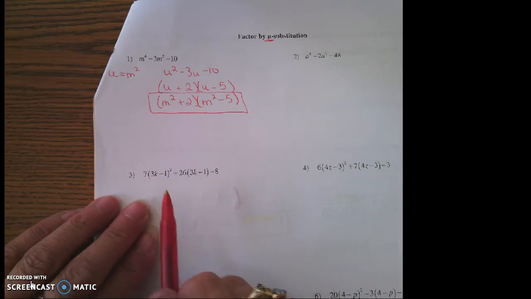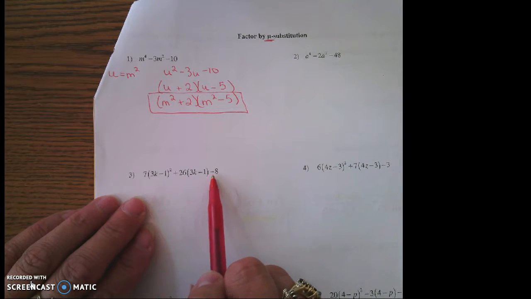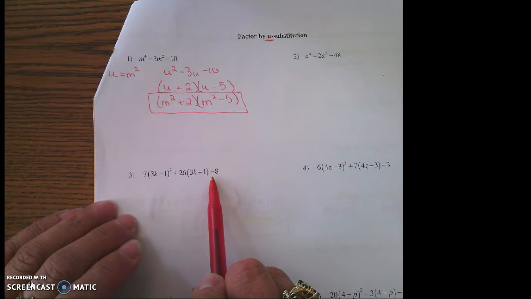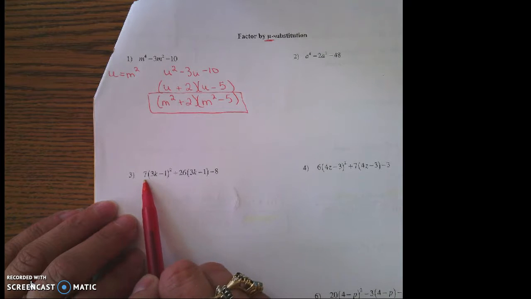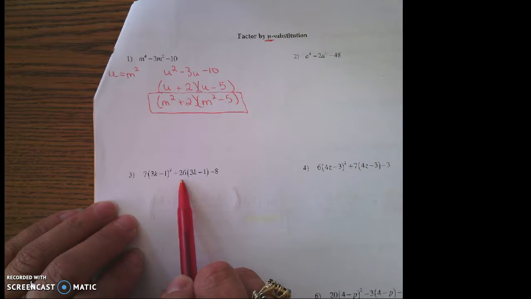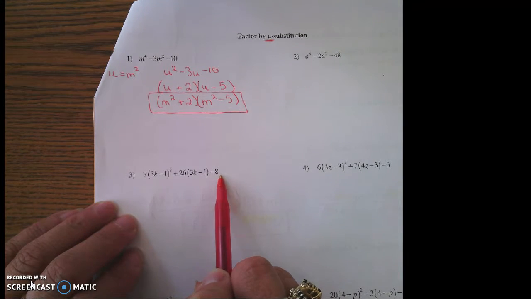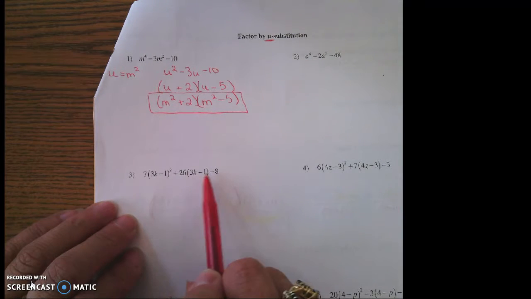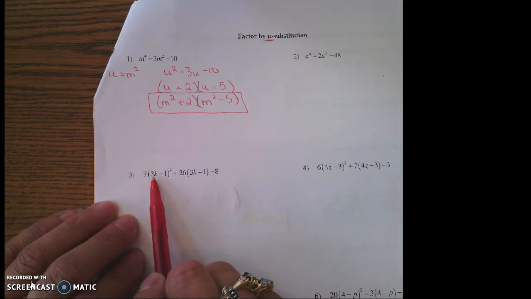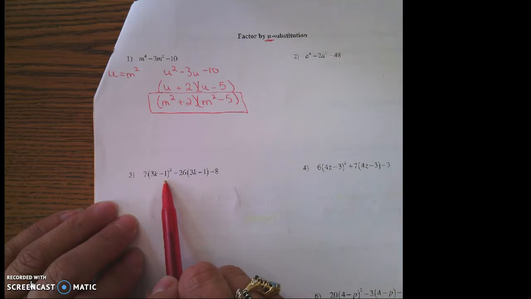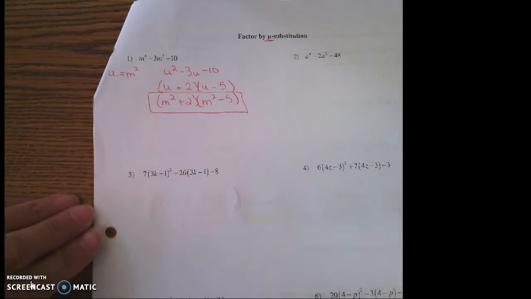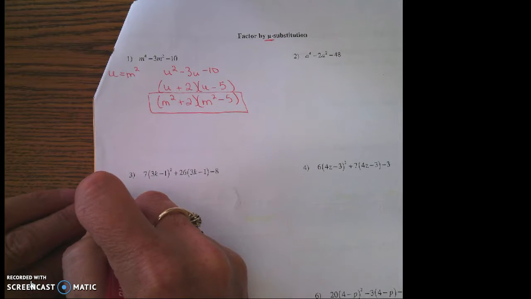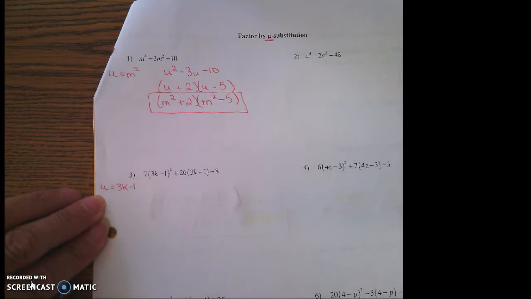So when I first look at this, I notice there are 3 terms. I look for positives and negatives, plus and minus signs that are not in parentheses. So I realize this is a term, here's a term, here's a term. First I'm looking for anything common, and there's nothing common. All right, so this 3k minus 1 in parentheses is kind of throwing me off. So I am going to let u represent 3k minus 1.